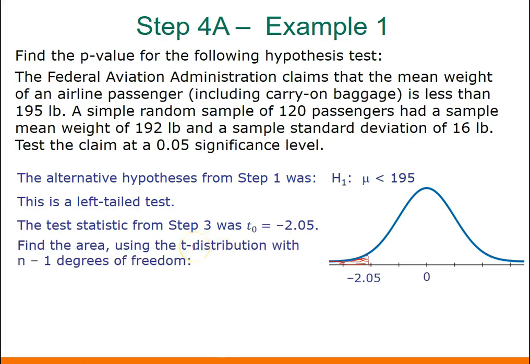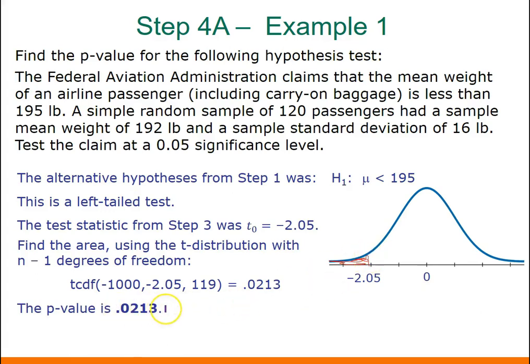And if you're doing a t distribution, you're going to use n-1 degrees of freedom. So on your calculator, you can use the t-CDF function. Since it goes all the way out here to the left, we're going to use a big negative number for our lower bound. We're using our test statistic as our upper bound. And then our degrees of freedom is n-1. Since our n was 120, our degrees of freedom is 119. So this comes out to be 0.0213, and that's our p-value. Since this was just a left-tailed test, we don't need to multiply this by 2. It's just exactly the area that we found.